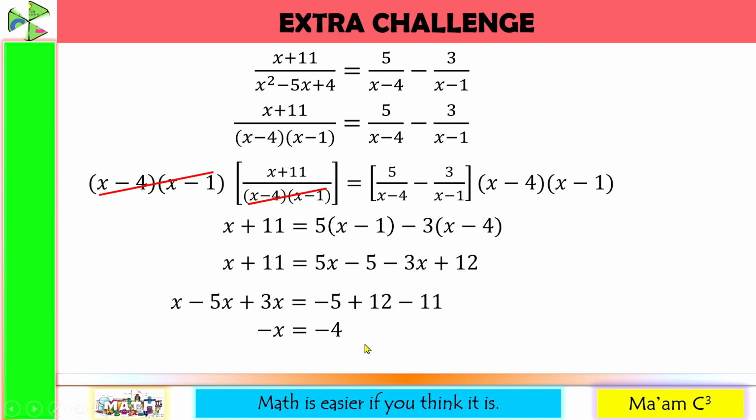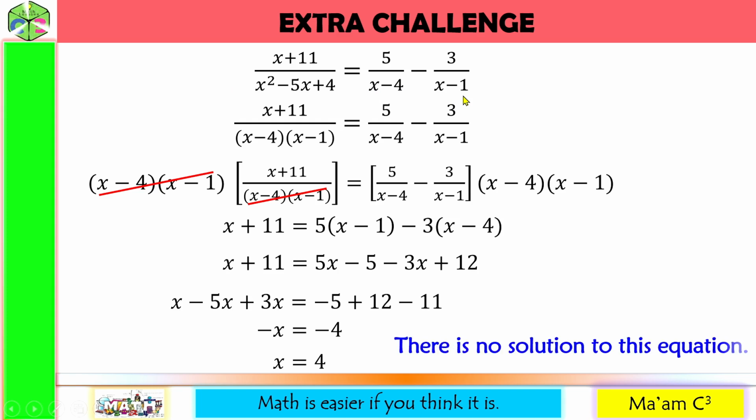Let us divide both sides by negative 1. So this will become positive x and this one will become positive 4. Let us do a quick checking. If x is equal to 4, let us substitute 4 here. This will become 4 minus 4, and that is 0. And a number divided by 0 will make our equation undefined. So, there is no solution to this equation.